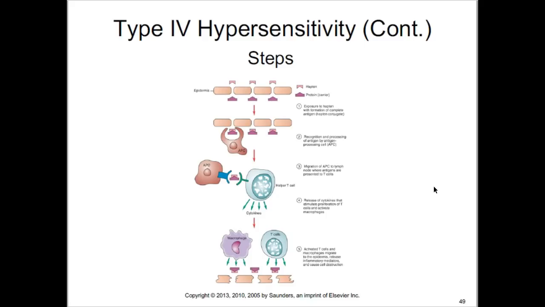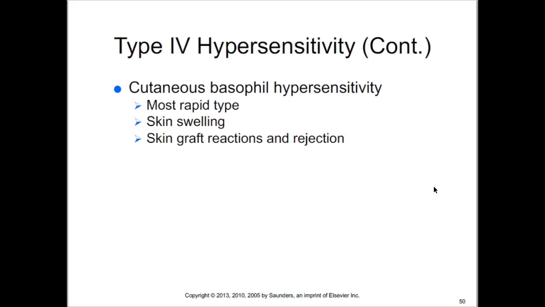And then they're basically going to activate T cells at the lymph node, with release of cytokines, activating macrophages, and basically migrating into the dermis, releasing inflammatory mediators and causing cell destruction. Type 4 hypersensitivity reaction. Poison ivy is probably the most common one of our type 4 hypersensitivities, contact dermatitis, basically contact hypersensitivity.